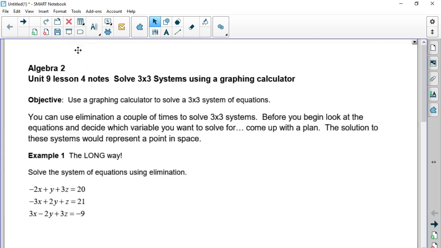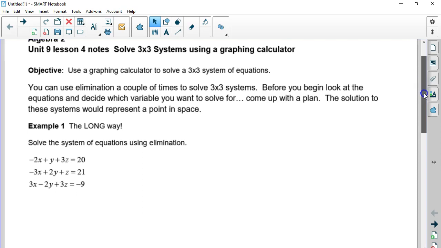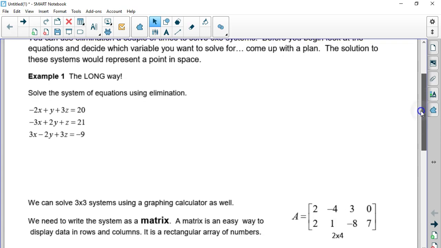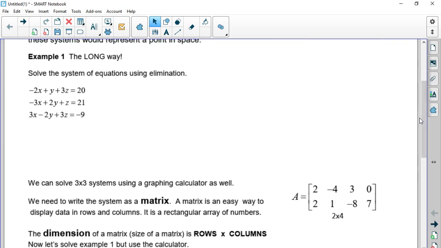Line 3. Now we're going to talk about doing a 3 by 3. Okay, so we're going to have 3 equations and 3 variables instead of a 2 by 2. Now, you can do elimination a couple times, and it's a little complicated sometimes and it takes a little time, but I'm going to show you how to do it just so you're exposed to the correct way of doing it. Then I'm going to show you an easier way using the calculator.